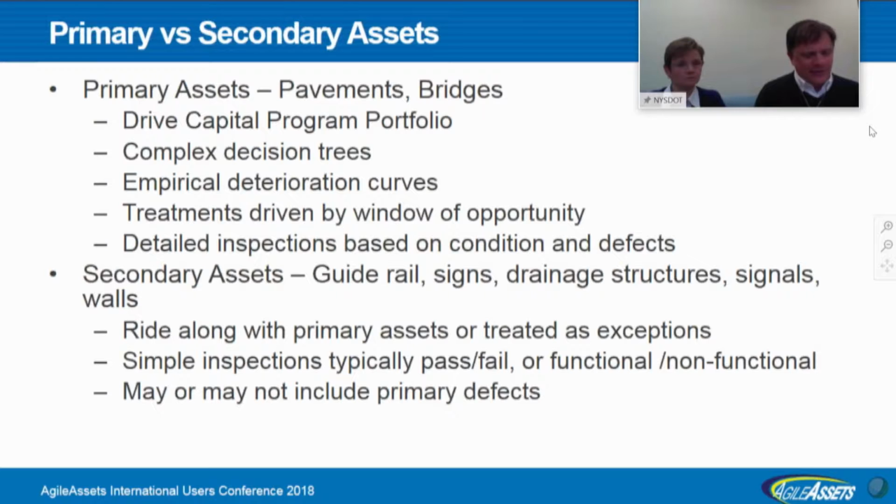Secondary assets, on the other hand, they really have gone along for the ride when it comes to how we manage assets and resources in the program. Guide rails, signs, drainage structures, signals, walls. These are all significant assets. But in the old model, the way Federal Highway has had us do projects, we have done what is considered to be a classical sub-optimization.